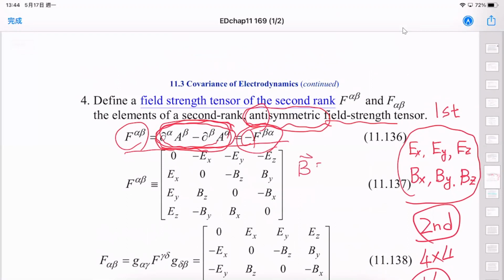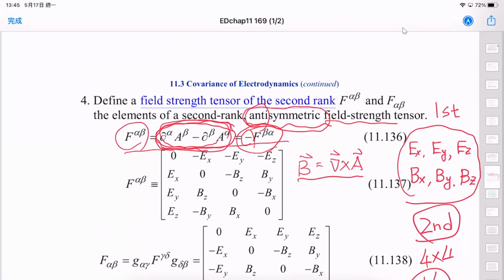B field equals curl of A. Yeah, you can prove this easily using this one. So maybe it's a homework or a problem in our final exam. Okay.